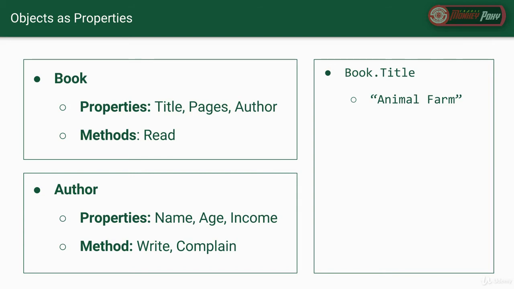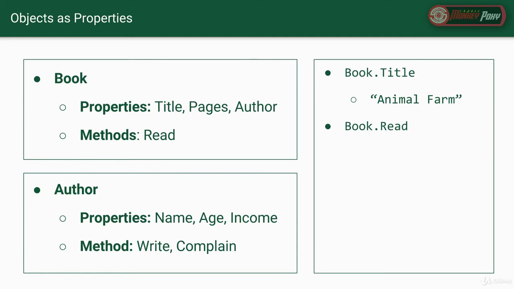Similarly, if we did something like book.pages, that may be equal to 100, and that is going to be a simple data value, an integer, just a whole number. And if we wanted to access a method, it would just be something like book.read. So here's where it gets really interesting. Stay with me here. An object's property can be a reference to another object.